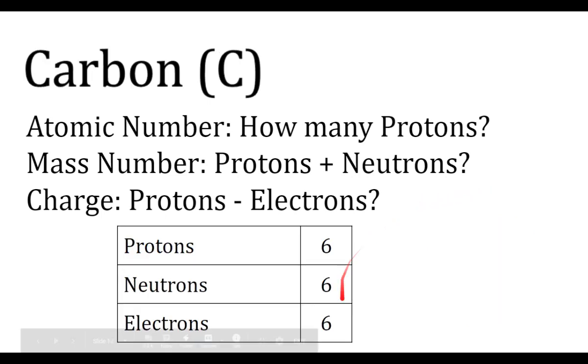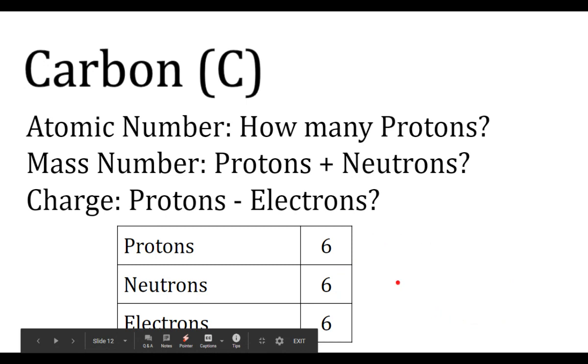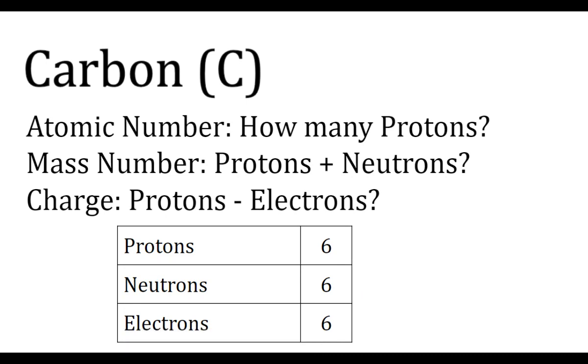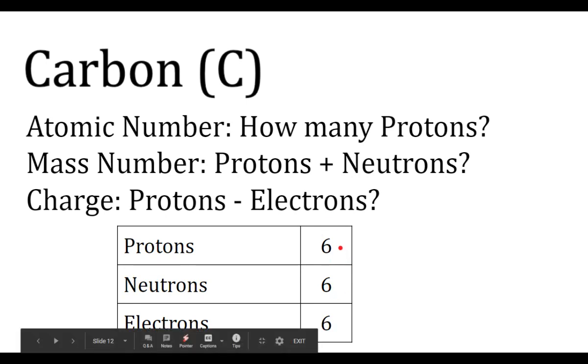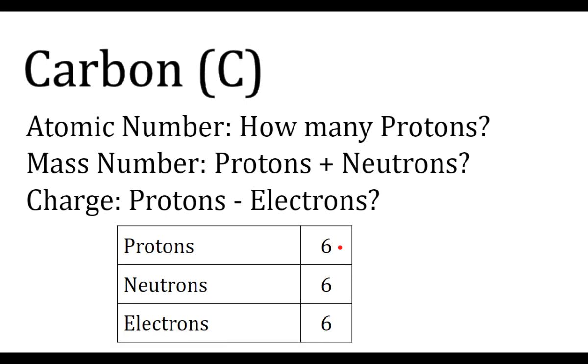Let's look at a little bit different one. So just to make things easier on all of us, instead of drawing the picture, I've just got a little table down here. So if I have a carbon atom and it has 6 protons, 6 neutrons, and 6 electrons, I need you to tell me the atomic number, the mass number, and the charge. Okay, so again, atomic number, there's 6 protons, so that's the atomic number. Mass number, I do protons plus neutrons, so 6 plus 6 is 12, so this would be mass number 12. And I have 6 electrons also, so when I do protons minus electrons, I get 0.